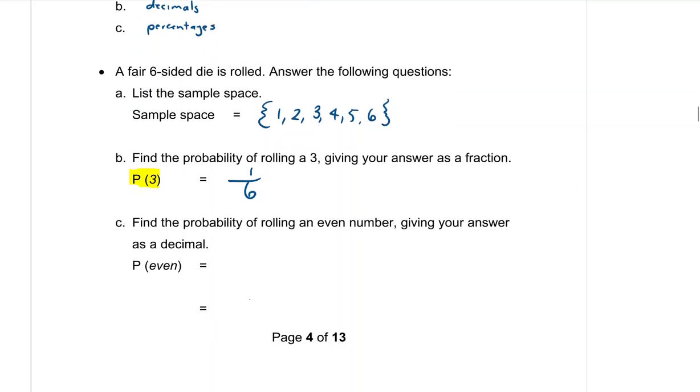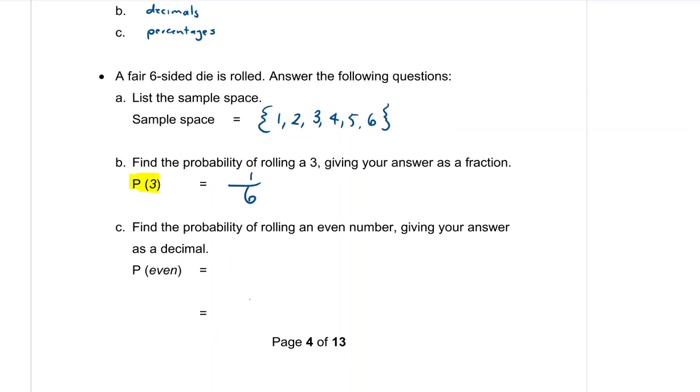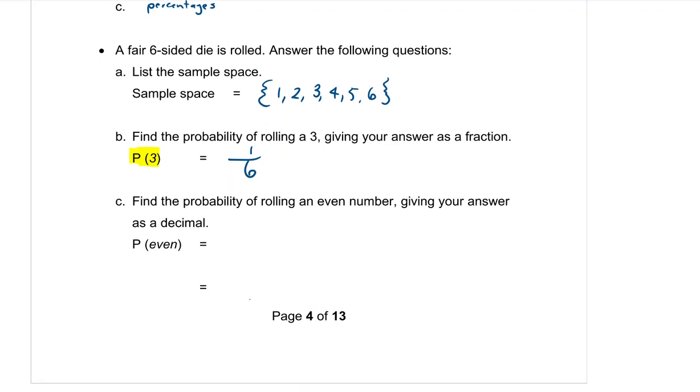Part C, find the probability of rolling an even number, giving your answer as a decimal. So probability of even. The even numbers on a dice are 2, 4, and 6. So there's 3 of them out of the 6. Now we could simplify that fraction to be 1 over 2. But it did ask me to give a decimal answer. That's a nice easy one. So 0.5 would be the decimal of that.